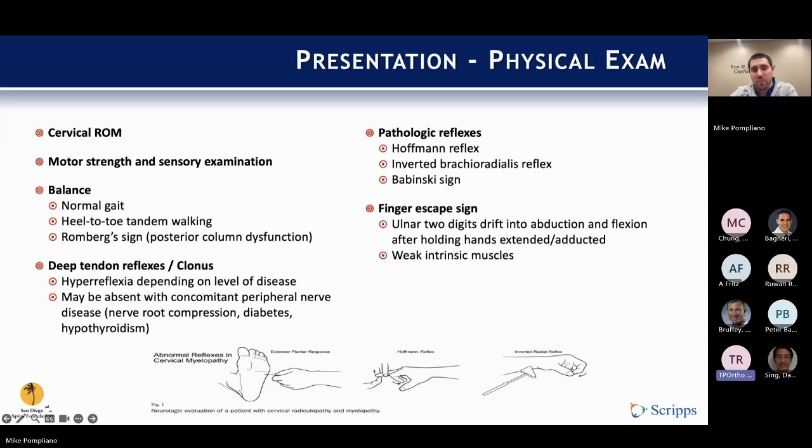That being said, there are a couple of pathologic reflexes that are a little bit more common in this presentation. Hoffman's reflex is probably the most common. And then you can have inverted brachioradialis reflex or the Babinski sign. Inverted radialis is shown there with flexion of the thumb and index finger. And then finger escape sign is ulnar drift of abduction and flexion of the ulnar two digits after they've been extended and adducted. And this is poorly understood, but thought to be secondary to weak intrinsic muscles.